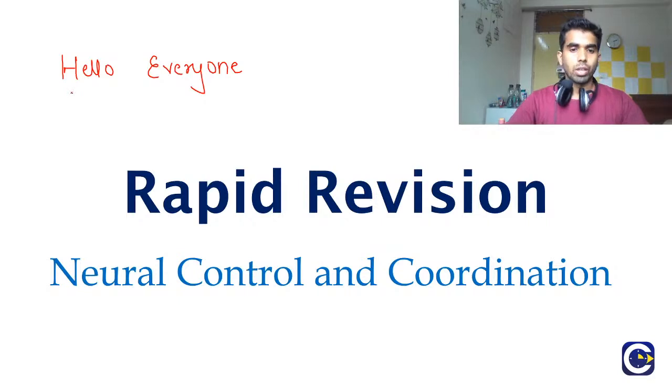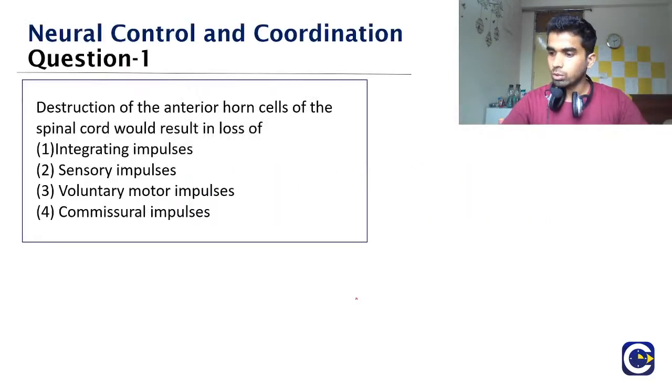So, in this module, we are going to cover neural control and coordination. Starting with question number 1. Destruction of the anterior horn cells of the spinal cord would result in loss of option A, integrating the impulses, option B, sensory impulses, option C, voluntary motor impulses, and option D, commissural impulses.